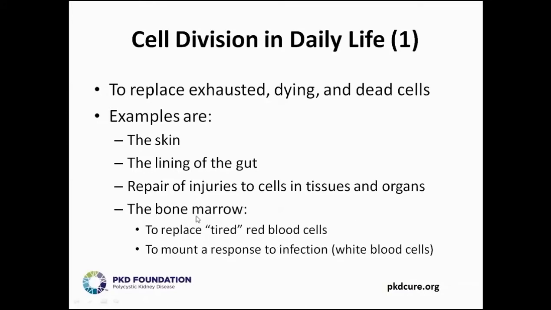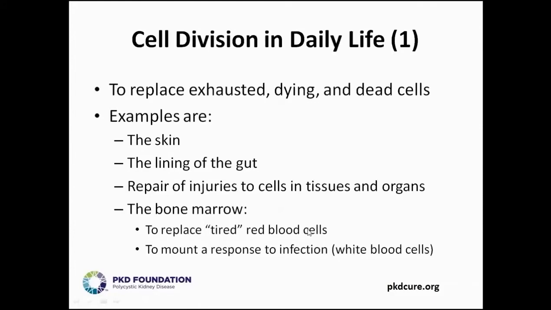Another area where there's a lot of cell division and cell differentiation is the bone marrow, and this replaces tired red blood cells. Our blood cells have a certain half-life, meaning after about 8 to 22 days, I forget what the actual half-life is for red blood cells, they're taken up by the spleen to be broken down into their component proteins like hemoglobin and recycled. And the bone marrow produces new red blood cells as required.